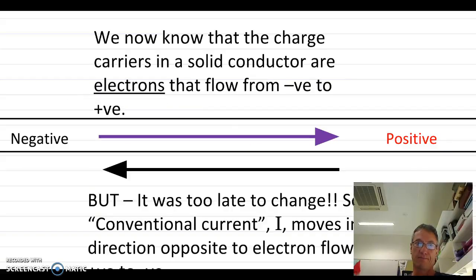But it's too late to change. So Benjamin Franklin assumed that the charges were positive. So when we draw circuit diagrams, we assume that the charges moving in the circuit are positive and that they'll move from the positive terminal of the battery to the negative terminal.